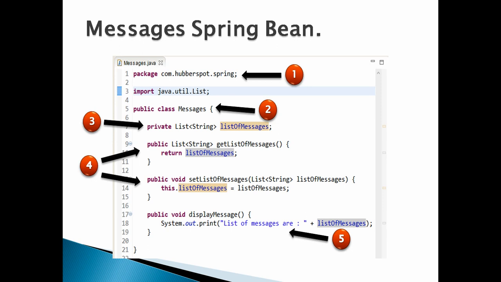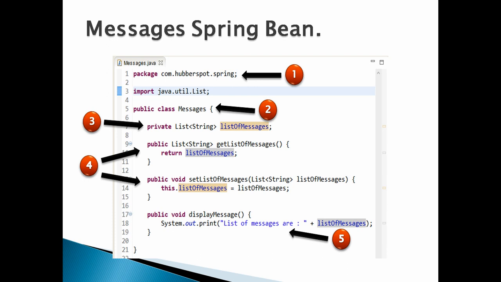First, let's create Messages Spring Bean. Let's discuss code point by point. Number 1, create a package into which Messages bean is placed. In our case, it's com.hubberspot.spring. Moving ahead. Number 2, create a public class by name Messages. This class will be our Spring Bean class for the example.